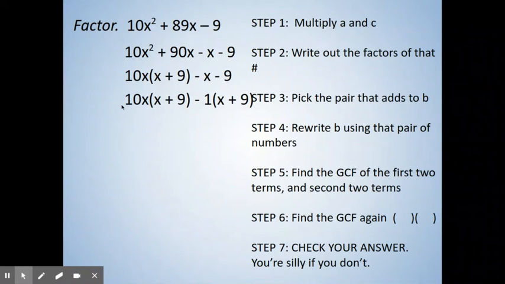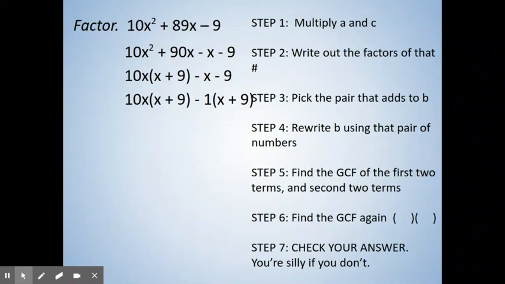So at this line here, let's summarize what we've done so far. We multiplied the 10 and the 9, got 90, and found a factor of 90 that we could use to combine and give us the 89. So we rewrote it using those numbers. Found the greatest common factor of my first 2 terms, found the greatest common factor of my second 2 terms, and this is where I'm at. Is there anything you notice about what we've just written here in this line?